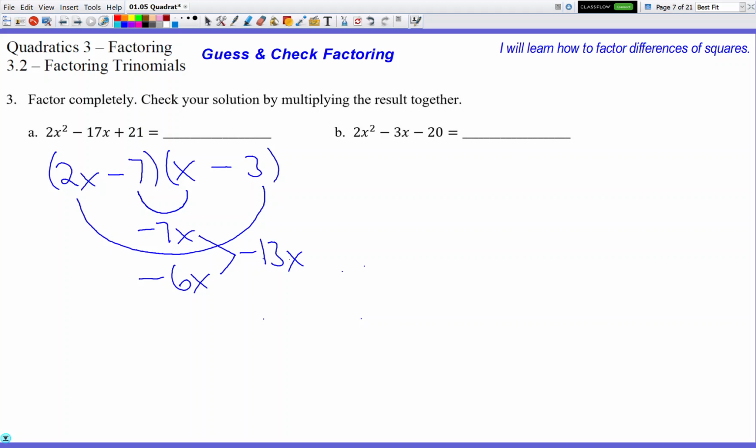No, I wanted negative 17. I got negative 13, so this answer doesn't work. So back to the drawing board. So let's try one more shot.